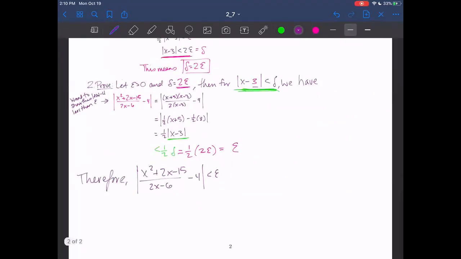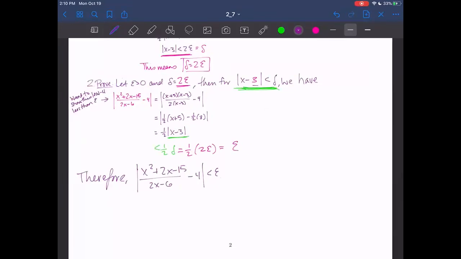Anytime you're doing this, you'll follow this basic format. And we'll do some more examples in class. I think the best way to learn these is just by practicing.